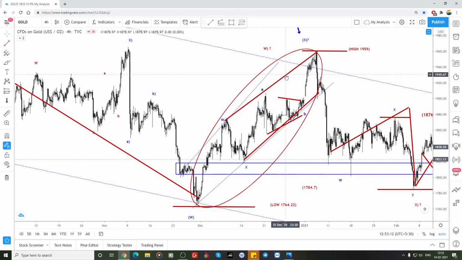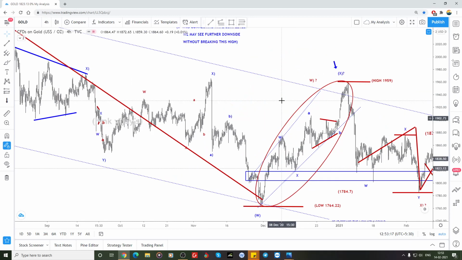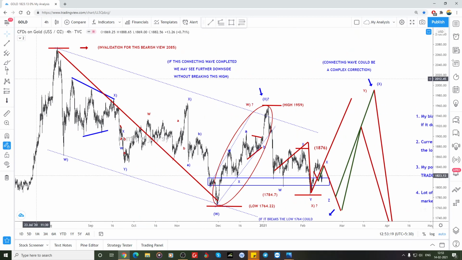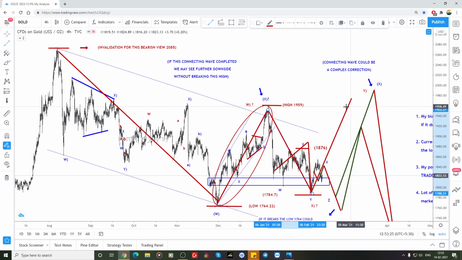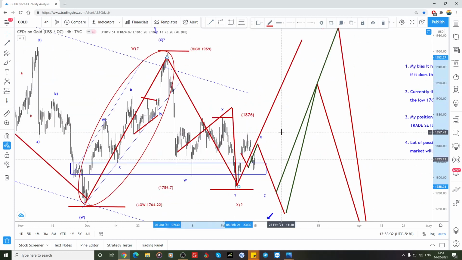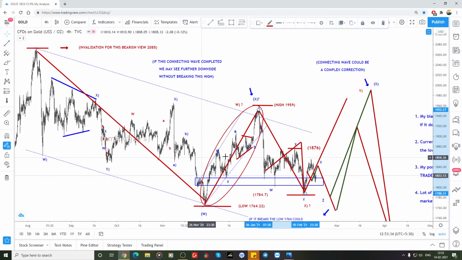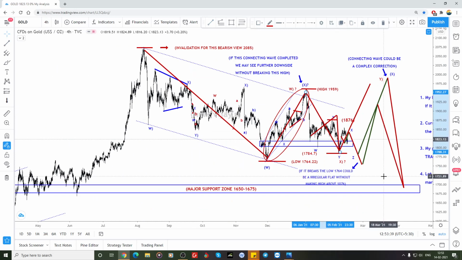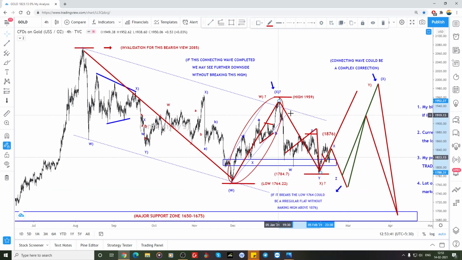So whether this is the end of that connecting wave X, or the connecting wave can be a complex correction, in that case this could be a W. So this is an X and Y to end here. That is why I have explained here. So whether it is the end of the connecting wave here means we need to be on the downside only. It has to come downside. But if the connecting wave is a complex correction, we may see above the high.